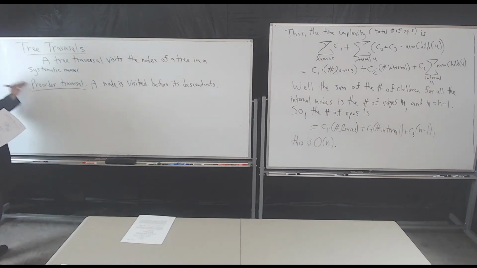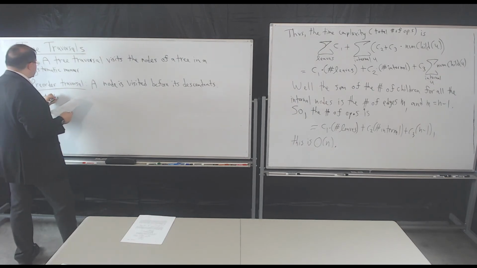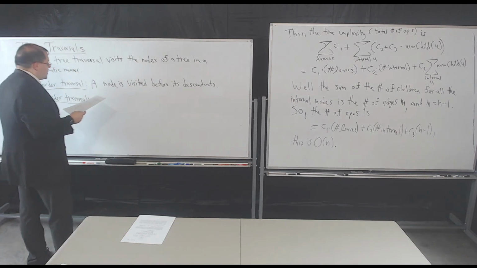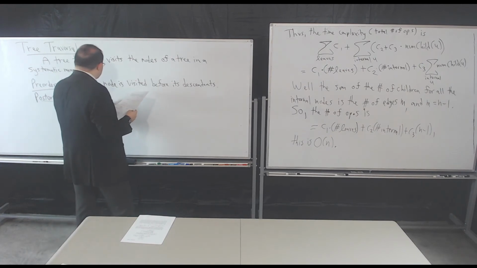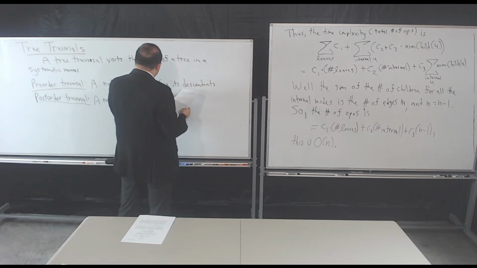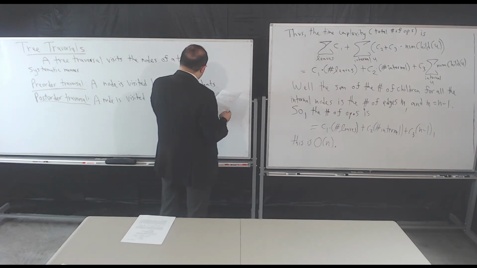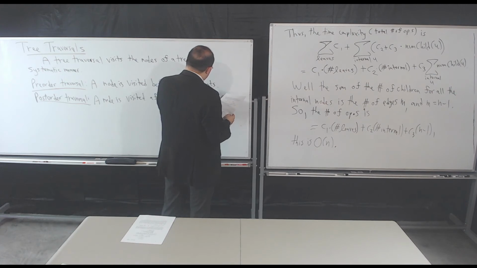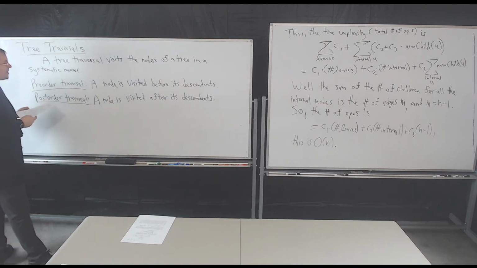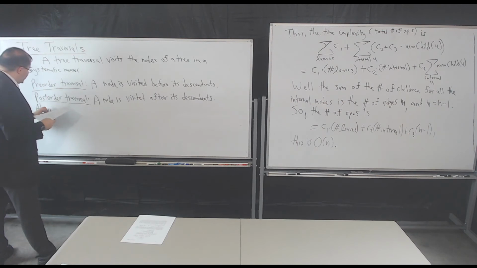So it's going to visit them before the descendants. In contrast, a post-order traversal, you might guess based on the prefix, a node is visited after its descendants. Okay, so I'm going to quickly write out the algorithms for these. Keep in mind these are high-level descriptions of them. I'll just write them down here because they're really simple.